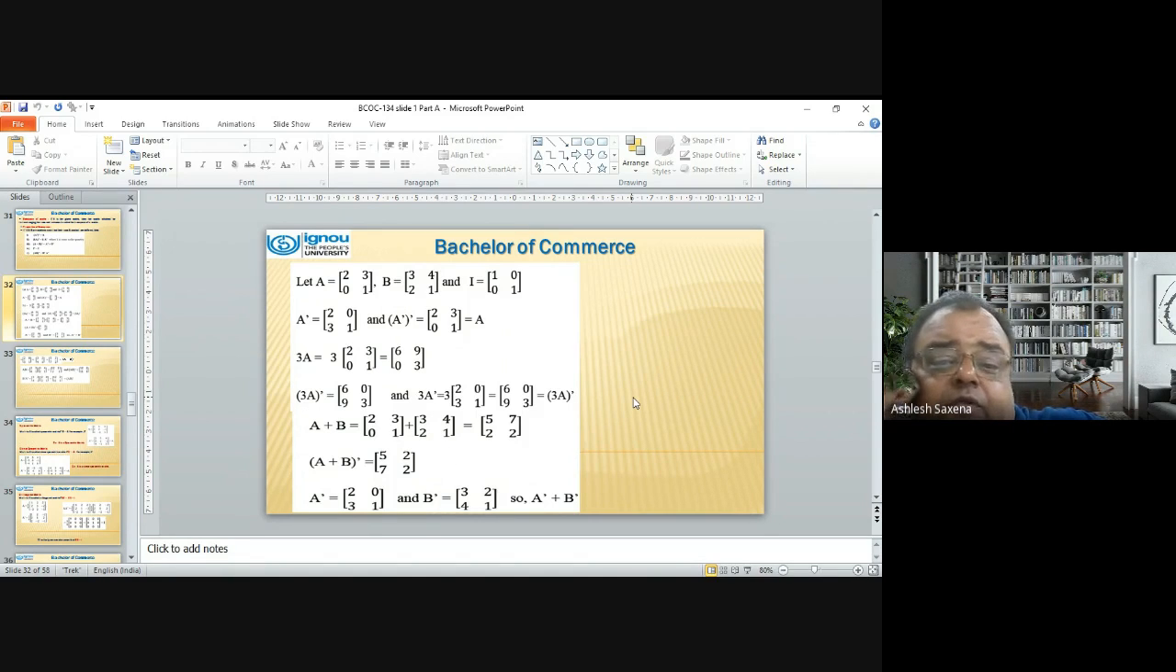Now we move to A plus B. We will be adding A plus B, so it will be 5 7 2 2. Then your question comes, (A plus B) transpose. (A plus B) transpose means the row will be converted into column. That means 5 7 over here will be 5 7 over here, and this 2 2 will be here. Now A transpose.